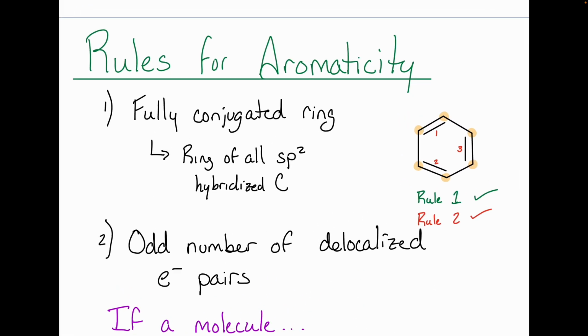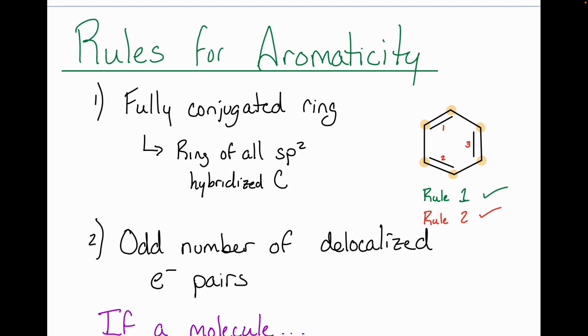So let's pick up where we left off last time. We were talking about rules for aromaticity here. We had these two rules that a molecule has to follow in order to be classified as aromatic. It has to be a fully conjugated ring, meaning a ring of sp2 hybridized carbons, and there has to be an odd number of delocalized electron pairs.